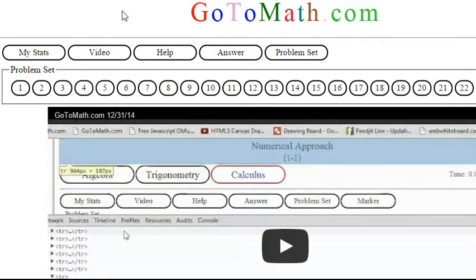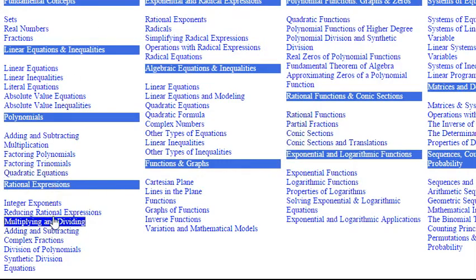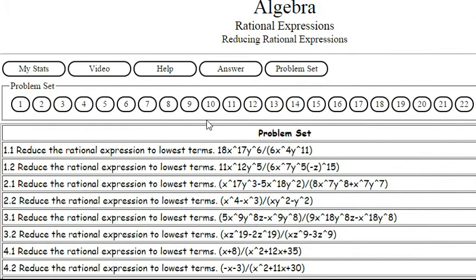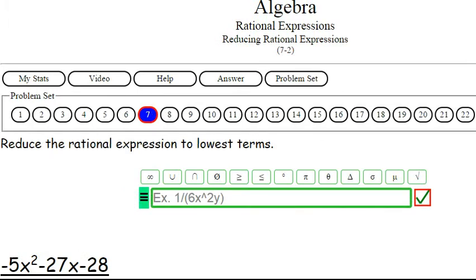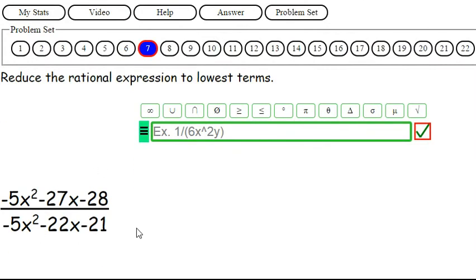Okay, we're over here, go-to-math.com. Click on the algebra. Let's go down to reducing rational expressions. And you know what? I'll just click on that and look what comes up. All right, so let's write this one down. We have negative 5x squared minus 27x minus 28. And that's going to be all over negative 5x squared minus 22x minus 21.